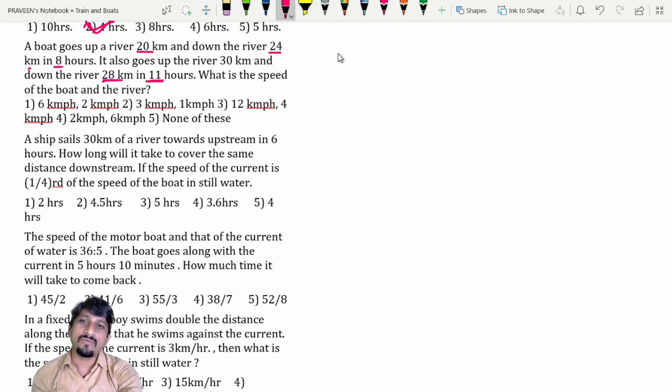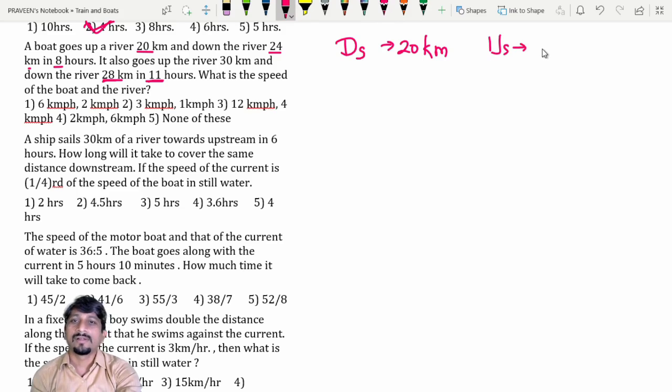Like there is a boat which is going downstream 20 kilometers. Okay, and upstream it is going how much? 24, right? 24 kilometers. And the time it is taking for doing all this journey is 8 hours. Now, how do I solve this one? Because they have given the time, we have to convert this into time. How to do that? We'll see.